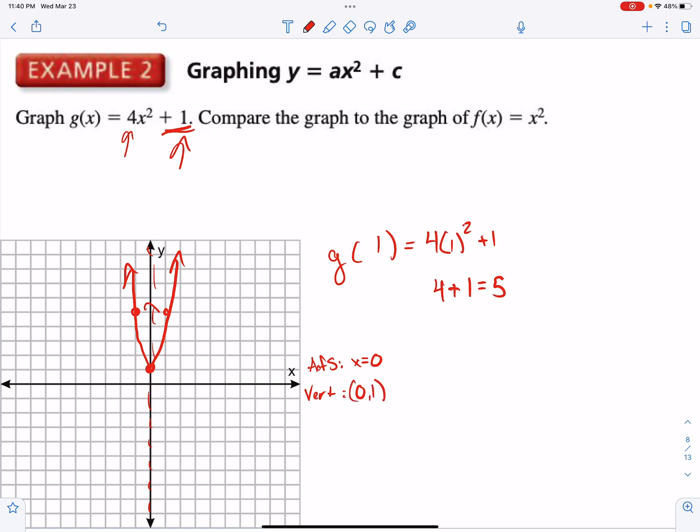It's going to be 0, 1. Okay, my domain is all reals, so I'm just going to put all reals. My range this time is going to be y is greater than or equal to 1. And my transformations, okay, so here's where we can start to add to it. We had a vertical stretch by a factor of 4, and we moved up 1 from where the original parent function would be.